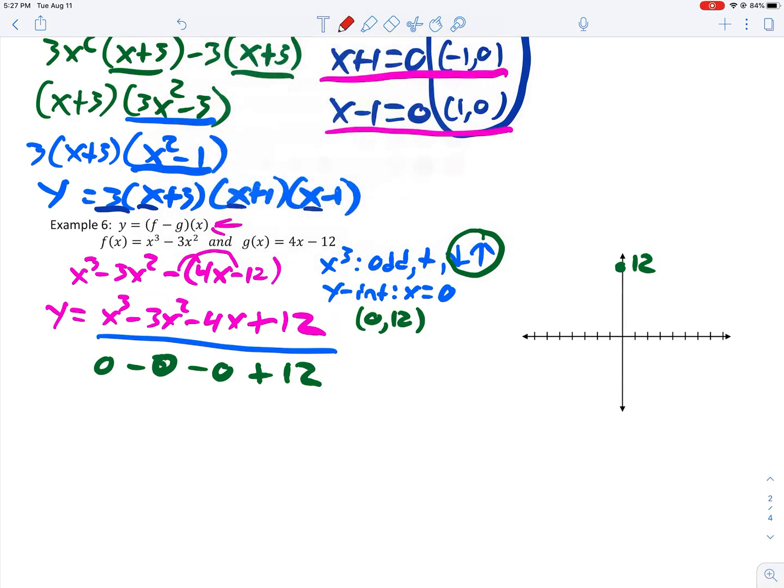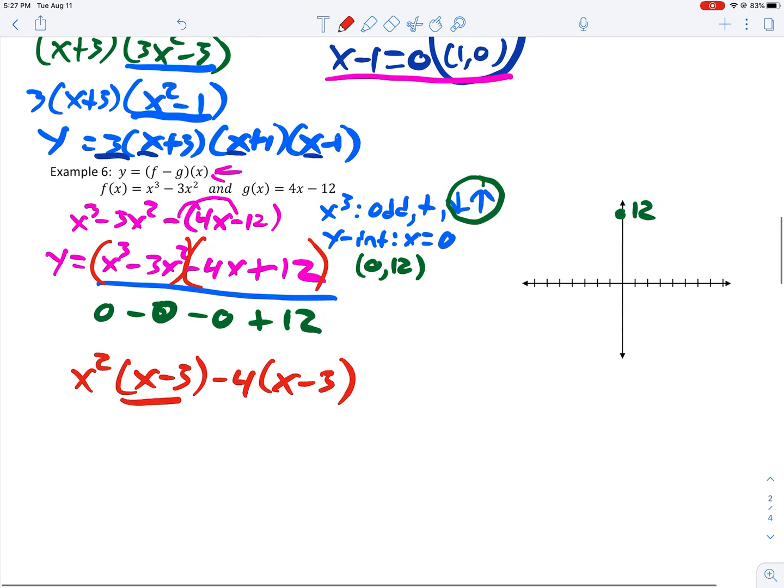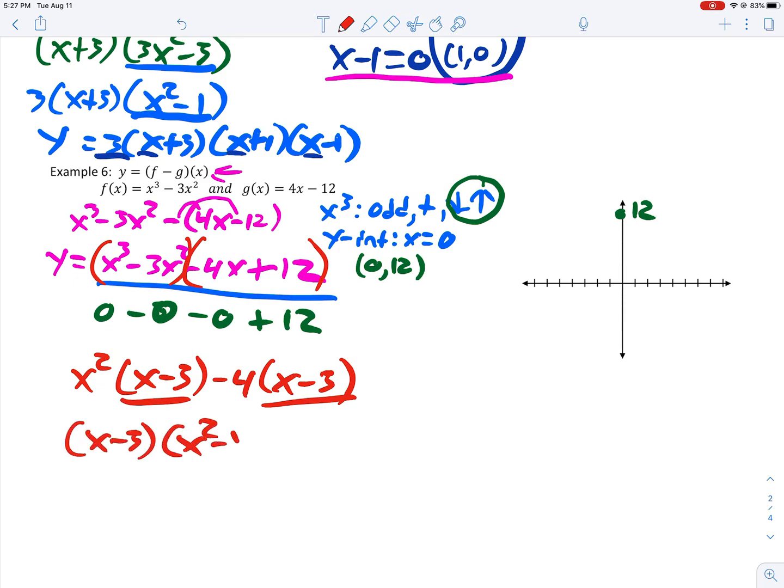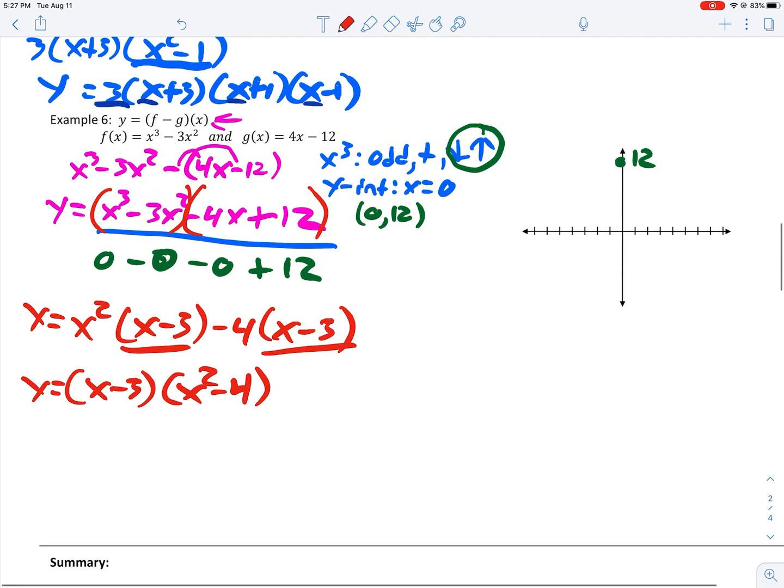So again, as I'm looking at it, I'm going to group the first two terms. I'm going to group the second two terms. I can take out an x squared from the first two. And I can take out a minus 4 from the second. So there's a GCF of x minus 3. And then you have x squared minus 4. So that's what the equation is right now. But again, I told you that all our factoring rules still apply. X squared minus 4 is a difference of perfect squares. So I can take it one step further.